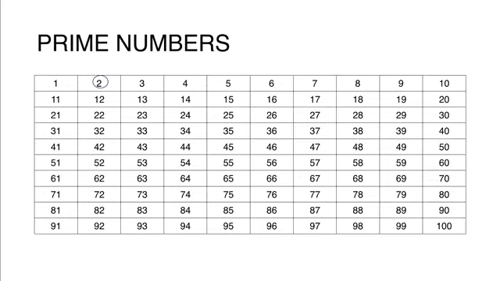Now circle the first prime number, 2. Note that the first prime number is not 1. 1 is a special number in its own right. Now cross off all the multiples of 2, that is 4, 6, 8, 10, 12, 14, 16, 18, 20. They've already been crossed off. Continue that pattern until you get to 100. Press the pause button while you continue this task.